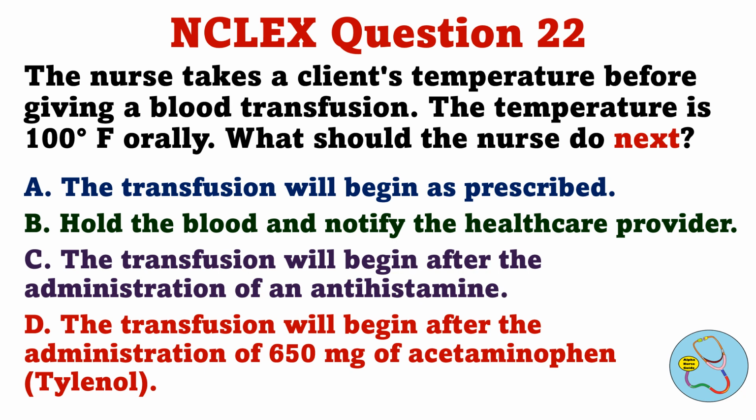The nurse takes a client's temperature before giving a blood transfusion. The temperature is 100 degrees Fahrenheit orally. What should the nurse do next? A. The transfusion will begin as prescribed. B. Hold the blood and notify the healthcare provider. C. The transfusion will begin after the administration of an antihistamine. D. The transfusion will begin after the administration of 650 milligrams of acetaminophen.